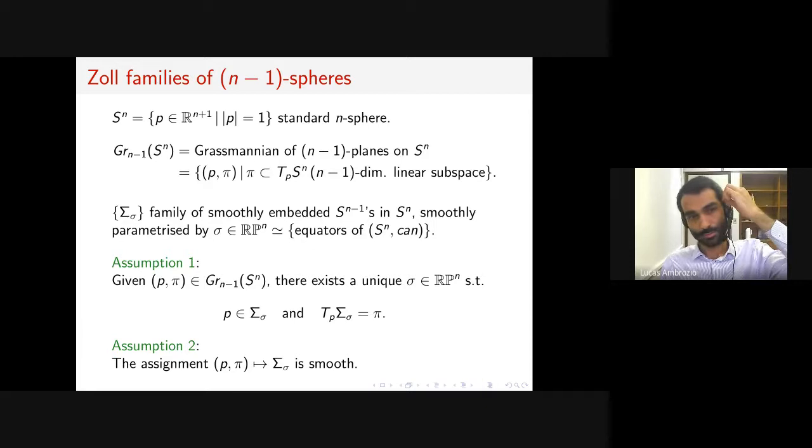Okay, so these are the two assumptions, and notice how this is related to the two-dimensional situation. In the two-dimensional situation, if we give a point and a direction, we find the geodesic that goes through that point and is tangent to that direction. In the case of a Zoll metric, every geodesic is closed and has the same period, and they are all circles. So these form a family that satisfies assumption one and certainly assumption two as well.